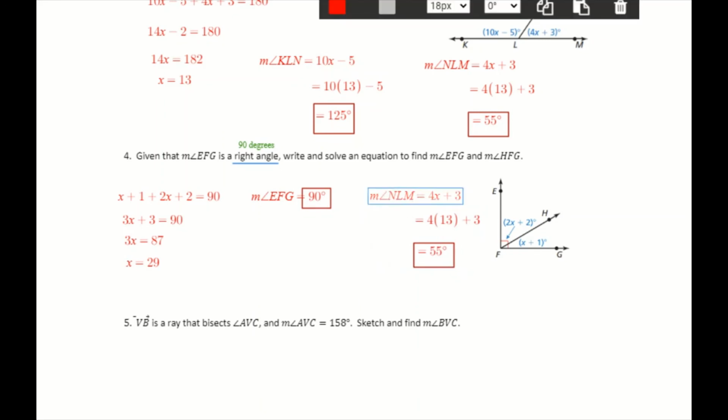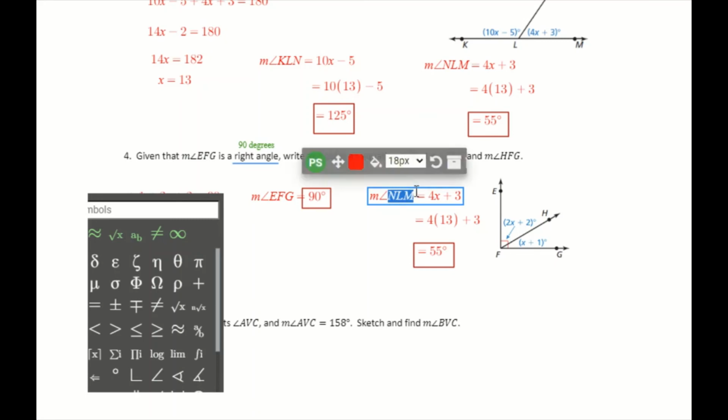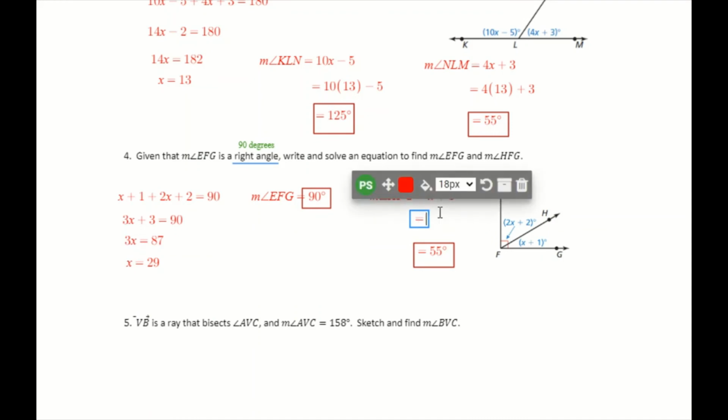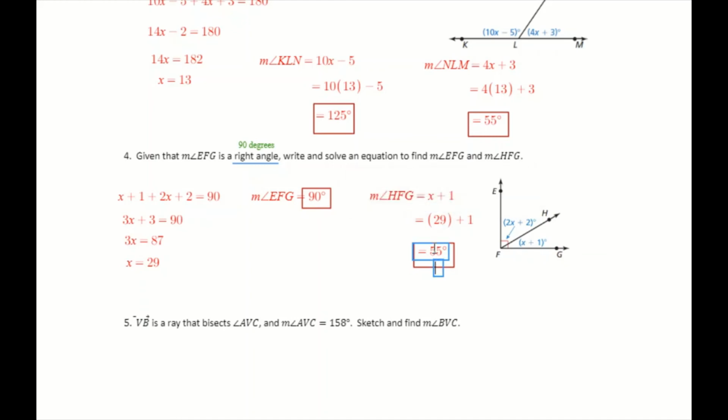Okay, so the next one is HFG. So that's right here. HFG would be x plus 1. We know what x is because we solved for it earlier. It was 29. So we get 29 plus 1, which, that one you don't even need a calculator for. Come on, y'all. That would be 30 degrees. Okay? So if this is 30 and this is 90, if they did ask for EFH, we could just find the difference between those two, which is 60. This would be 60 degrees.